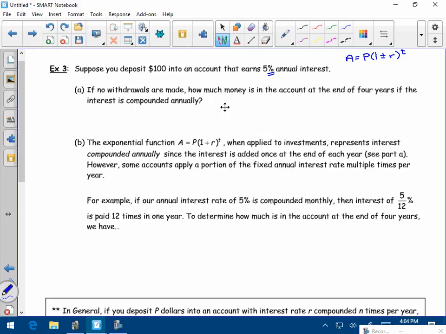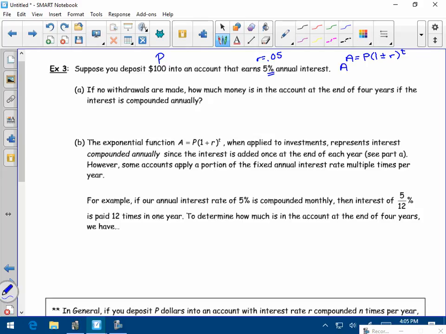I need to make a formula for this, because this asks if no withdrawals are made, how much money is in the account at the end of 4 years, if the interest is compounded annually. So we better make a formula for it. What do you think my P value is going to be? That's the initial amount you deposit. That's 100. Where's this 5% going to get factored in? That's your R value as a decimal, so 0.05.